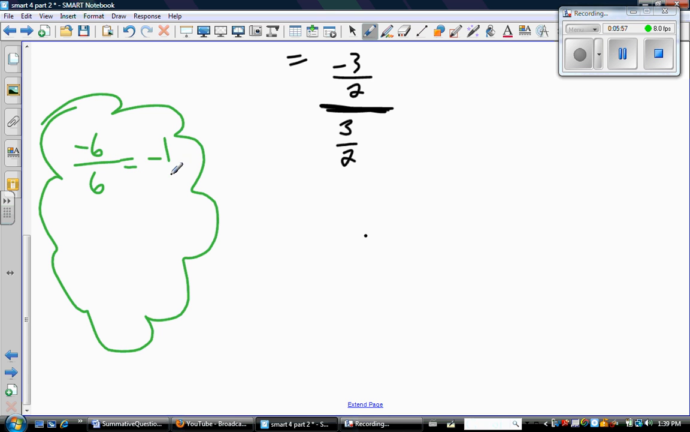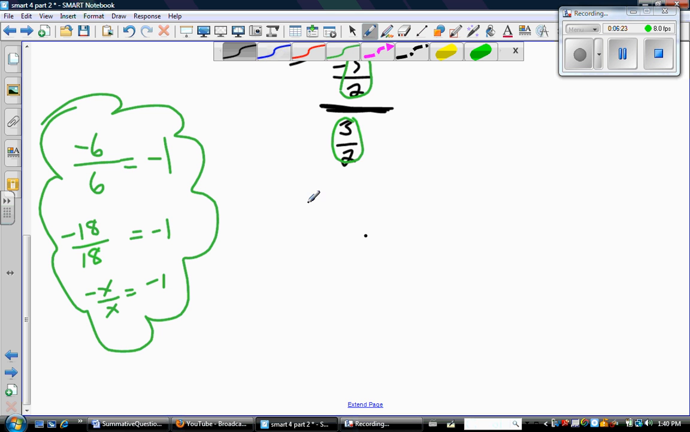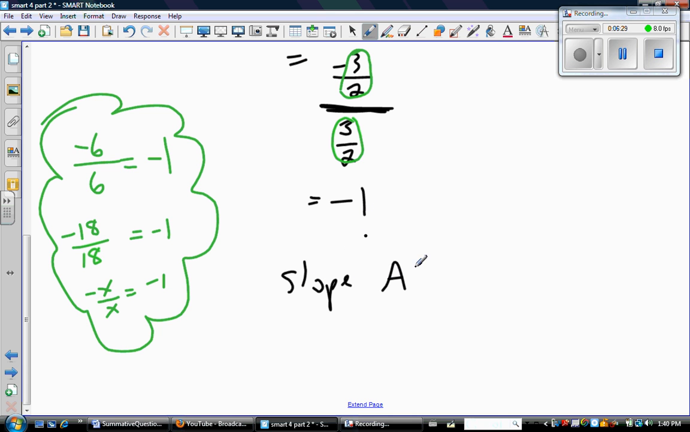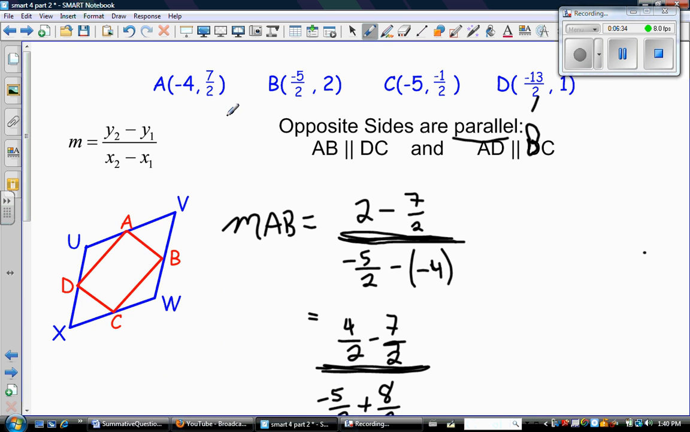Well, it would be negative 1. If I have the fraction negative 18 over 18, what would that simplify to? Negative 1. If I had the fraction negative x over x, that would simplify to negative 1. So that's really what I have here. I have negative something over positive same thing, which is just negative 1. So therefore the slope of AB is negative 1. Okay? So that's the slope of AB, and we need to make sure that that's the same slope as DC.